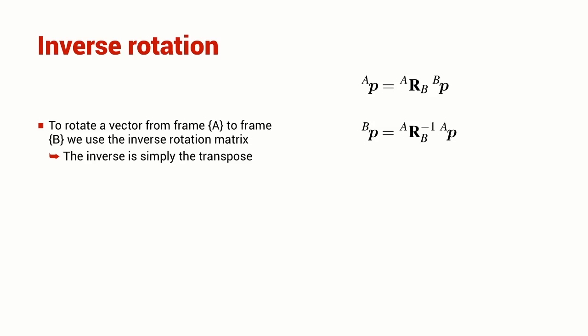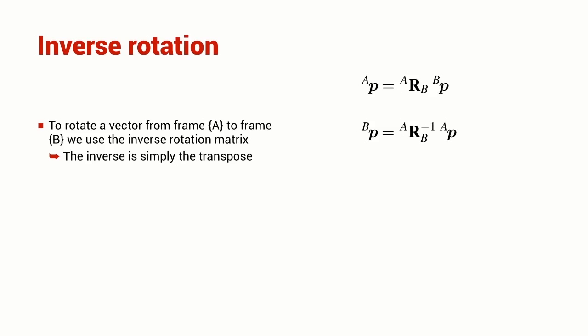This indicates that if I want to rotate a vector from coordinate frame A into coordinate frame B, I use the inverse of the rotation matrix from coordinate frame A to coordinate frame B. And remember that the inverse of a rotation matrix is simply its transpose.